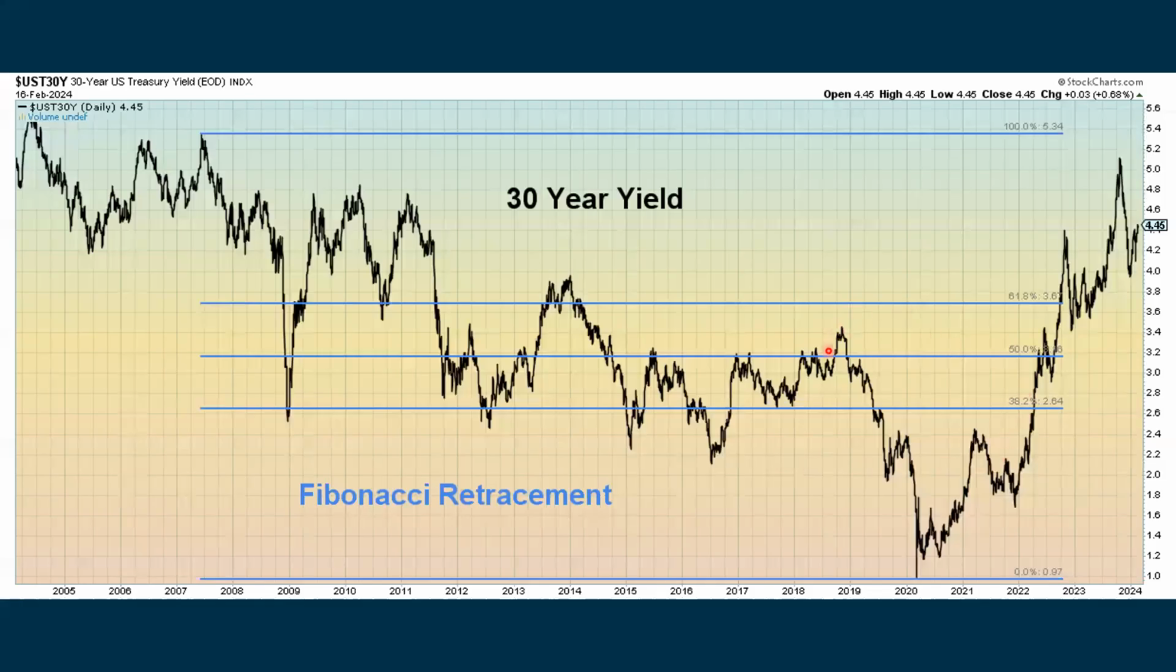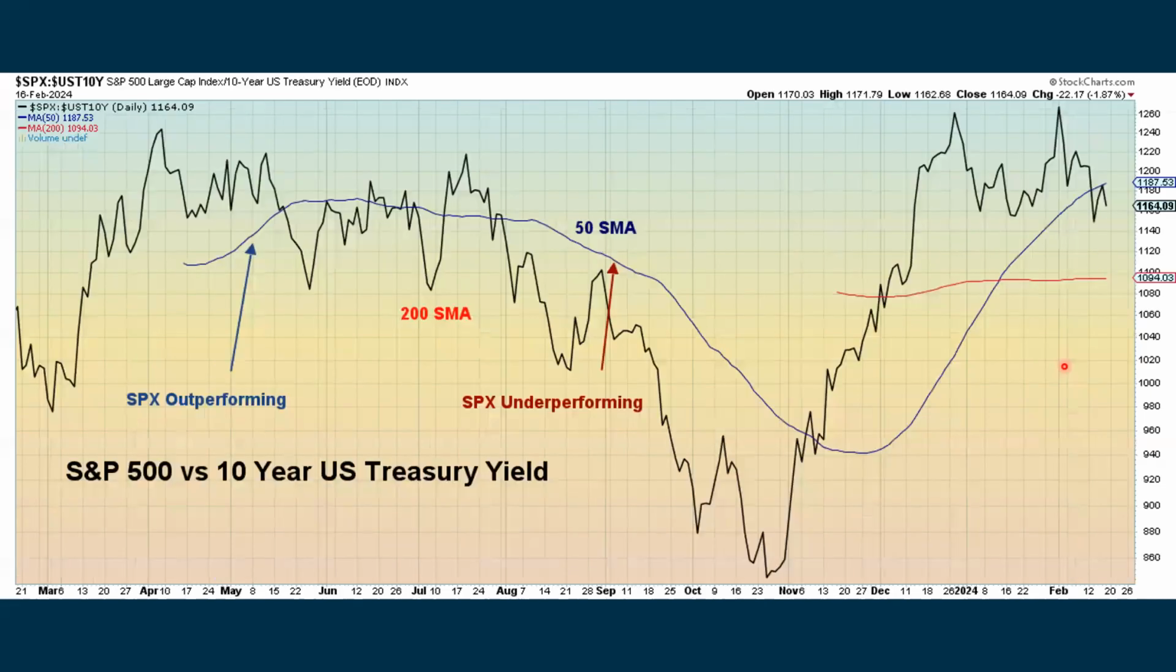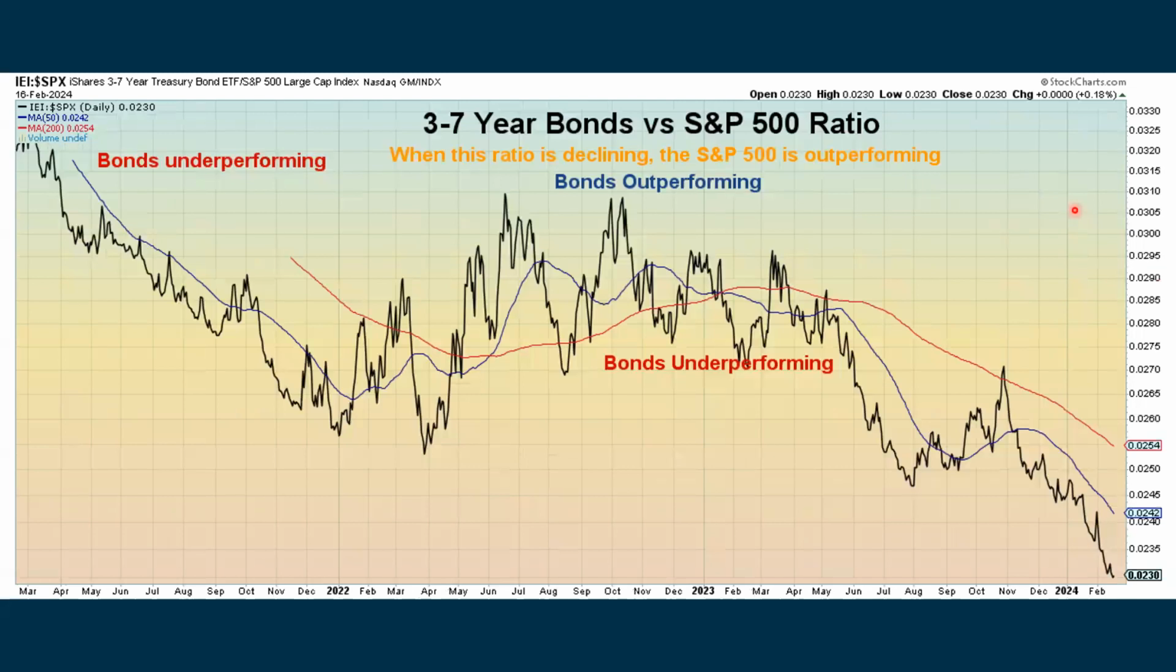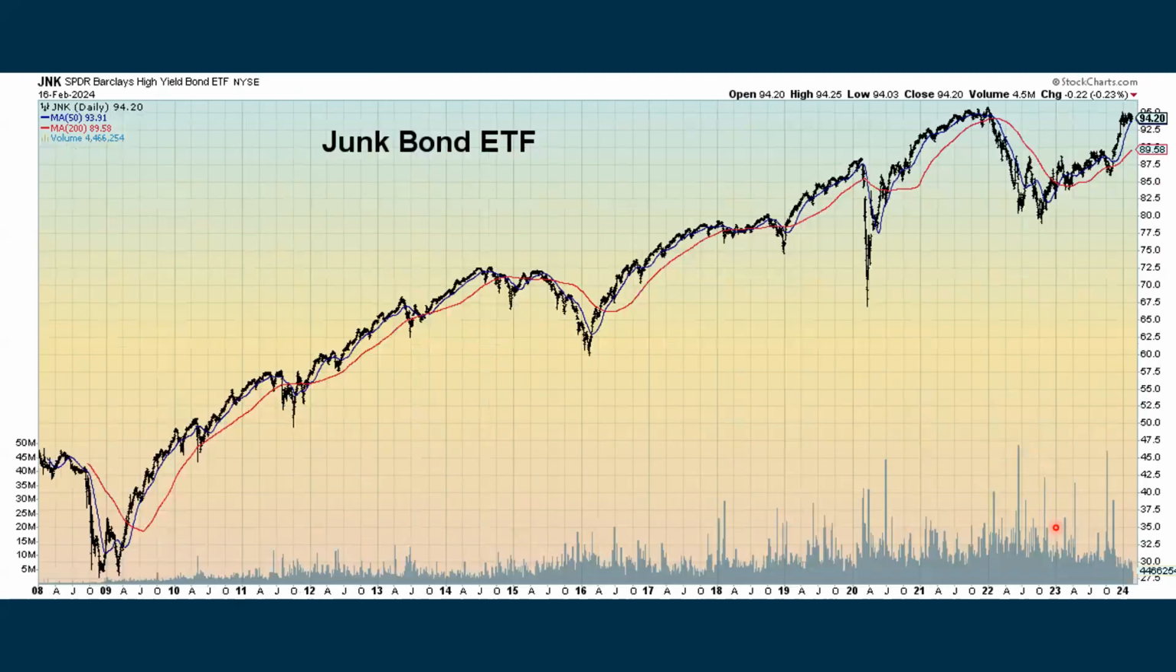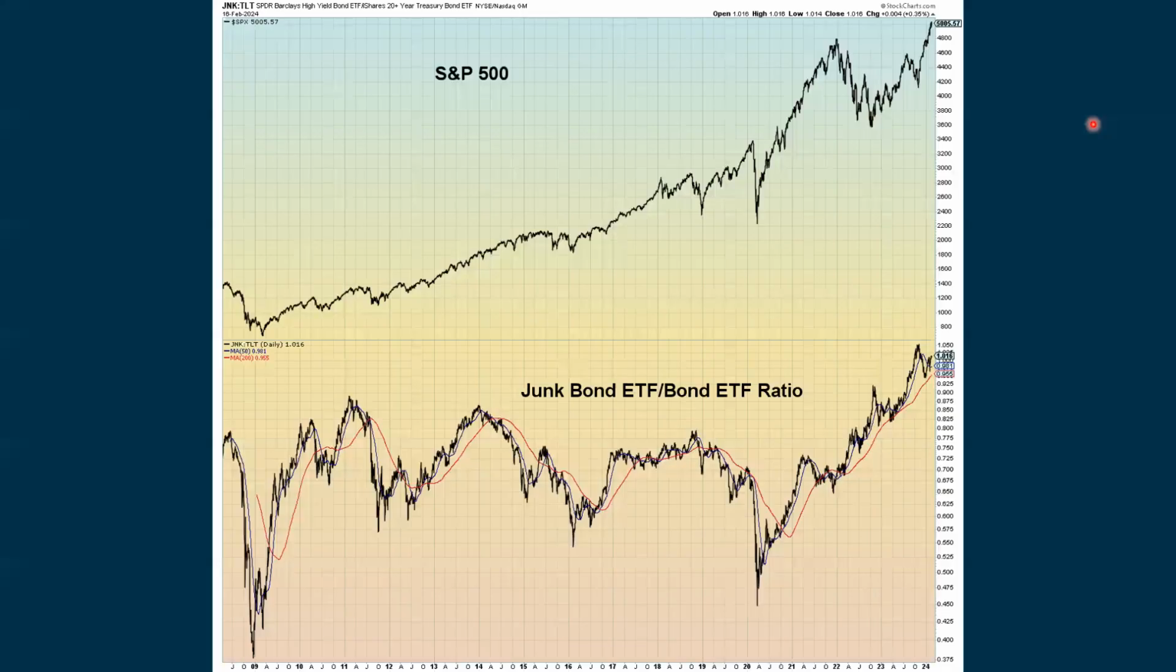Here's the 30-year yield showing the different Fibonacci retracement levels. And then we're showing a ratio between the S&P 500 and the 10-year yield, showing how stocks are outperforming, but we have been chopping sideways lately. This looks at bonds and compares them with the S&P 500. When this is going down, that means stocks are outperforming. You could also say that bonds are underperforming. Here's the junk bond ETF, which continues to be in a solid uptrend and not quite back to setting a new all-time high. Here's a ratio between junk bonds and more conservative bonds, showing how the junk bonds are outperforming.